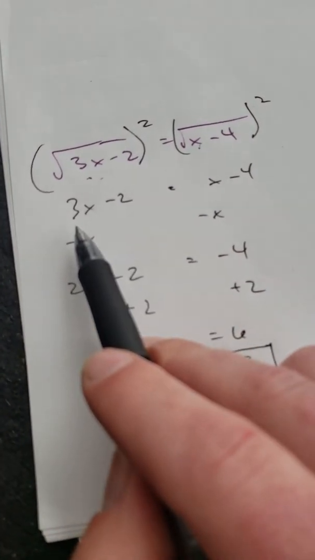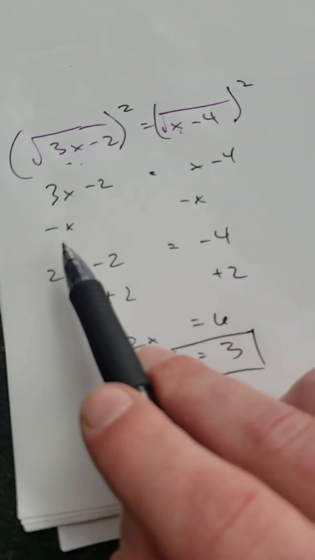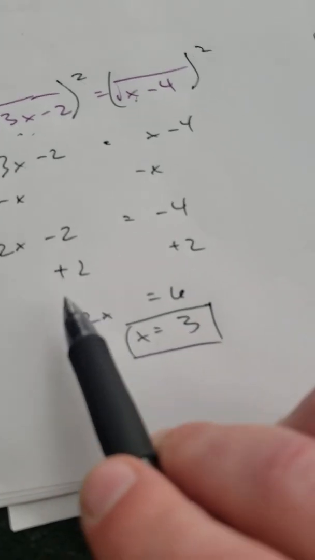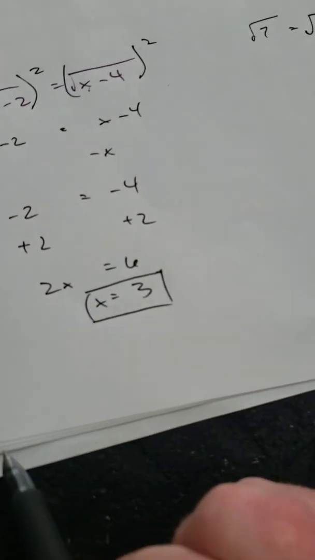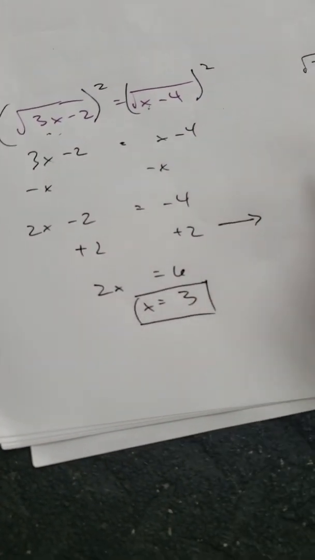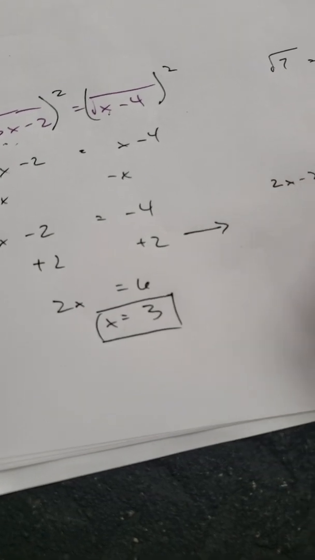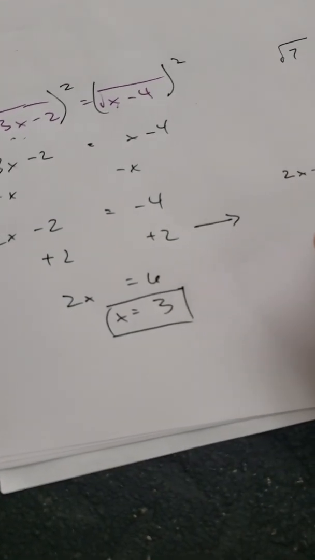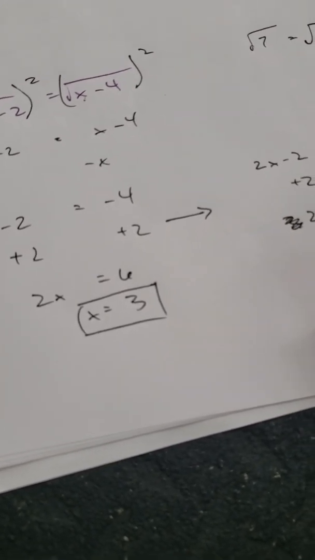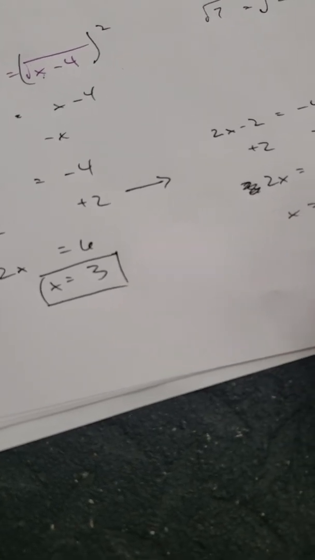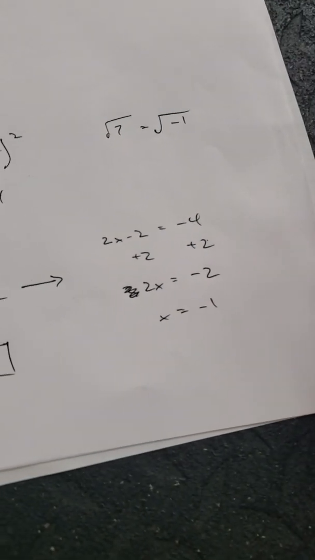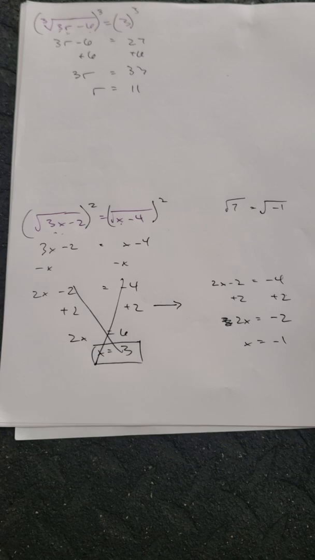So 3x minus 2 equals x minus 4, minus x, 2x, negative 4, negative 2, 2, boom, I see my problem. So here we go. We're going to fix it right here. 2x minus 2 equals negative 4. If I add 2 to both sides, 2x equals negative 2, x equals negative 1. So there's your other part. Anyway, it's okay to make mistakes.